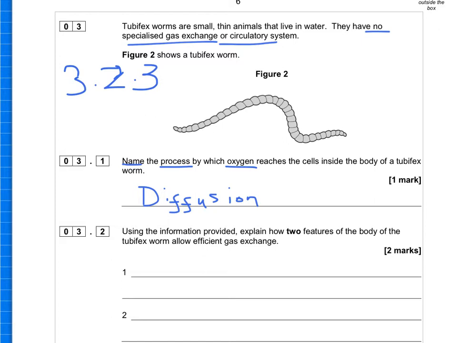Right, question 3.2 says use the information provided to explain how two features of the body of the tubifex worm allow efficient gas exchange. Well, let's have a look at the question again. It says they are small and thin animals. They live in water, that's fine, but if we're going to talk about gas exchange, small and thin are the two key things. So how does that allow gas exchange to occur?